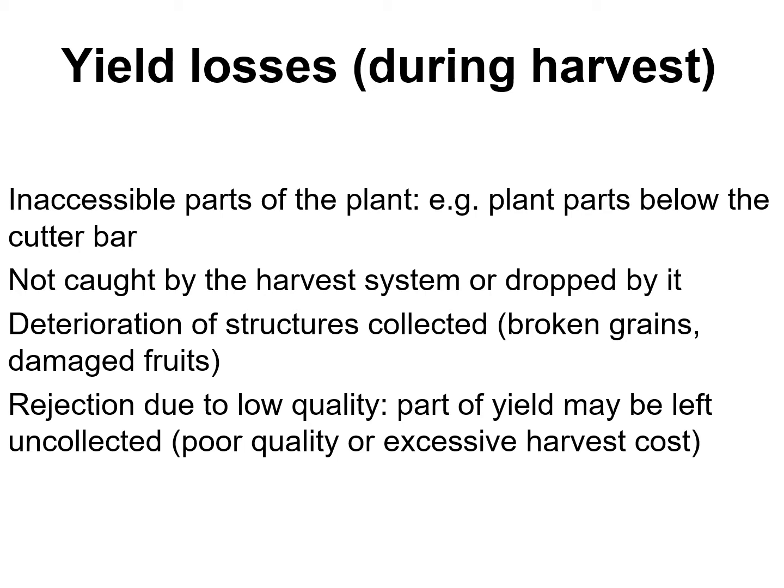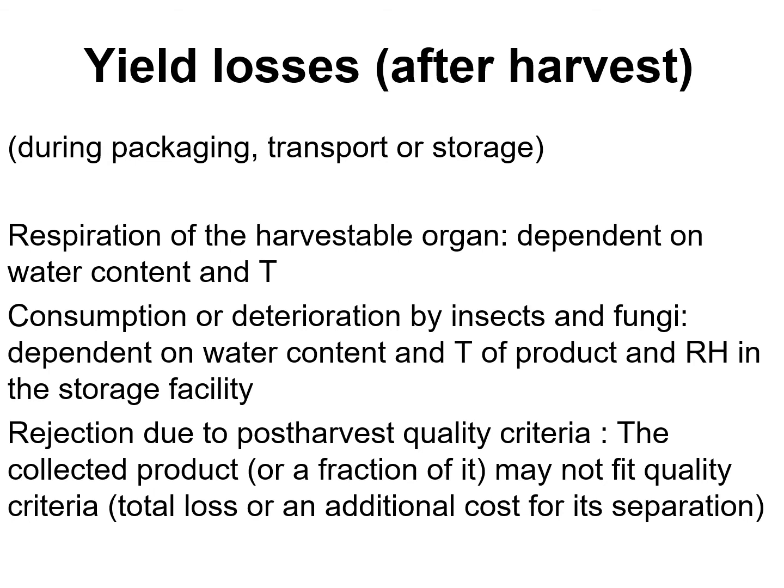And in some cases, at the time of harvest, we might reject to harvest parts of the field due to low quality. In that case, part of the yield will be left uncollected. We can also have yield losses after harvest, during packaging, during transport, or more importantly, during storage. The loss of biomass of the harvestable organs, for instance of seeds, will depend on the water content and the temperature.